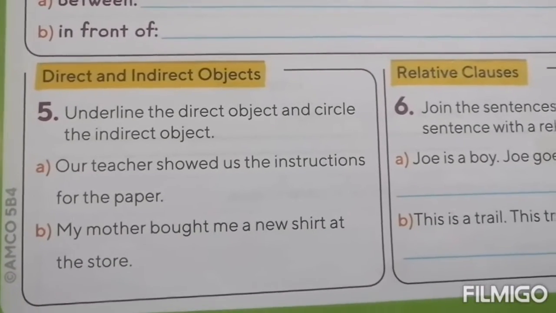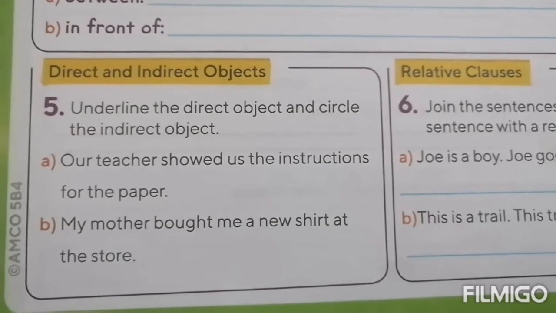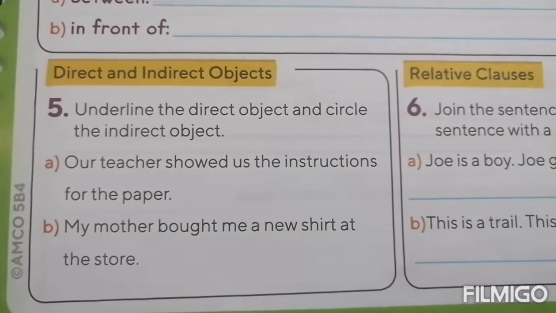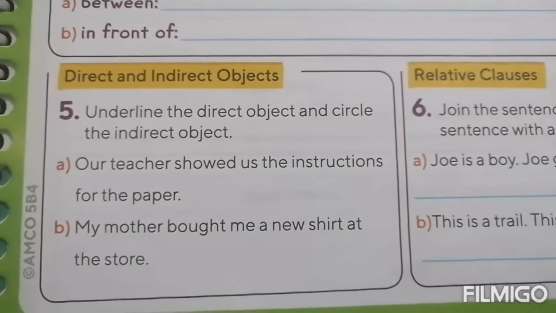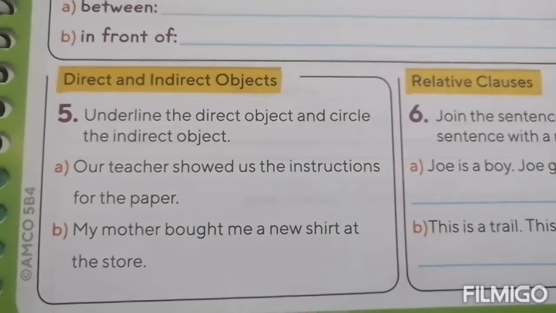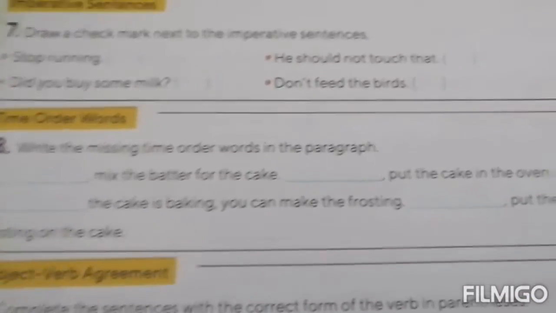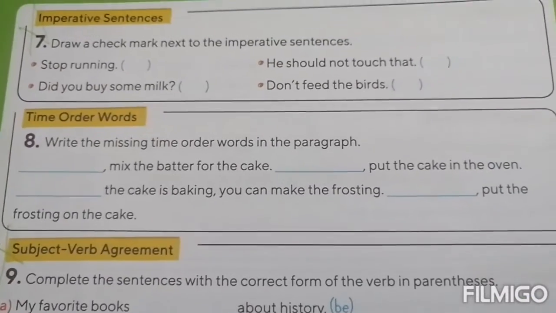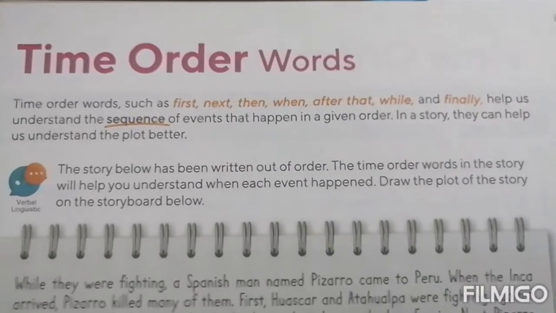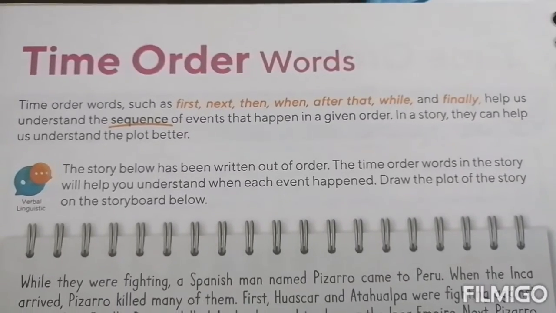My mother bought me a new shirt at the store. My mother bought who? My mother bought me. Me is the indirect object. And what did she buy? A new shirt. Okay, so a new shirt is the direct object. Remember that the time order words are the words that help you to put order to the stories. If you want to remember which words are these, you can go to the page number 80.